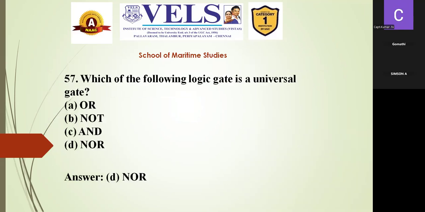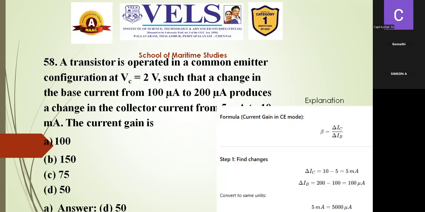384.61. The next question is, which of the following logic gates is a universal gate? The universal logic gates are NAND gate and NOR gate. Here they have given the options: A is OR gate, option B is NOR gate, C is AND gate, option D is NAND gate. So the universal logic gate is NOR gate.